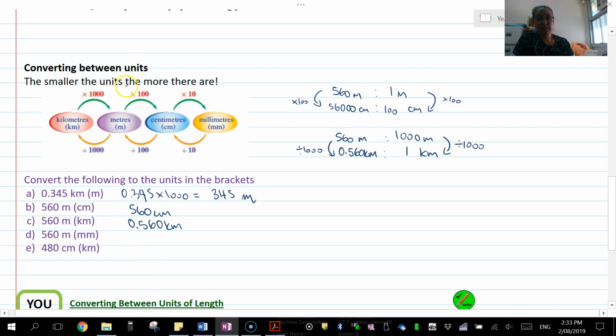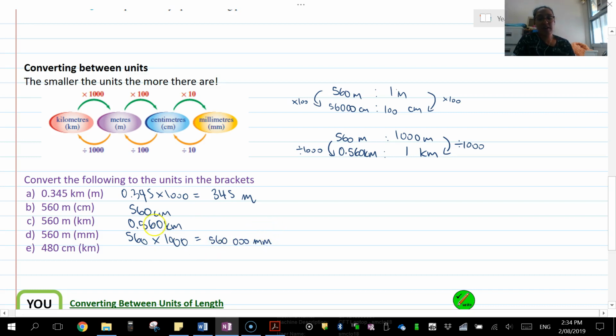560 meters to millimeters. So exactly the same one again, but using your table here, we're going 1, 2 steps. Now I can go 560 times 100 and then that answer times 10, or I can collect up my zeros here, 1, 2, 3. So that's going to be 560 multiplied by 1, 2, 3. So there are 1000 millimeters in 1 meter. So that would then times 1000, 1, 2, 3. So it would be 560,000 millimeters.